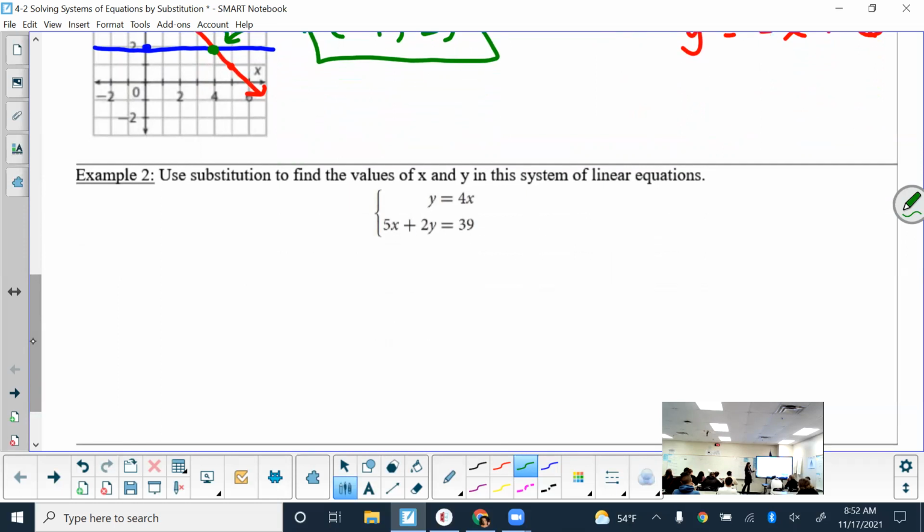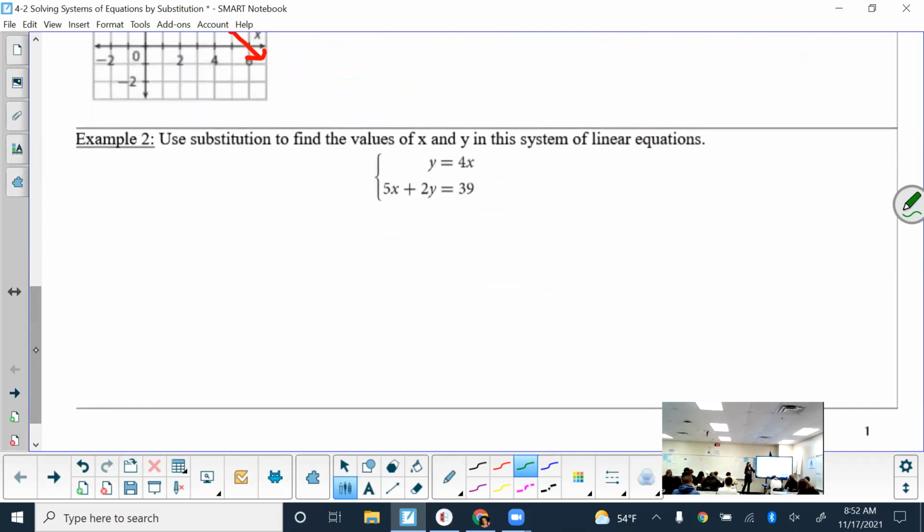All right, so another example. A little bit meatier this time. There's more stuff in there. So we need to get one of those equations where the variable is solved for. So where one of the variables is alone on one side of the equal sign. Is that already present?